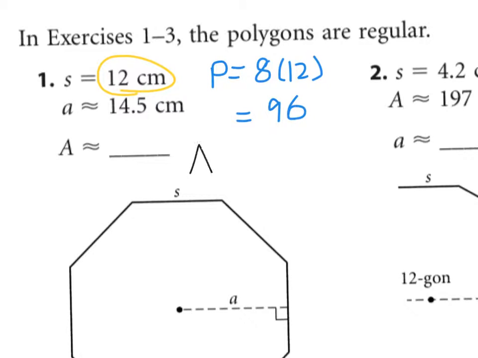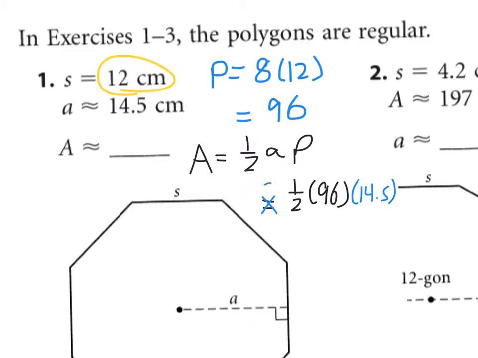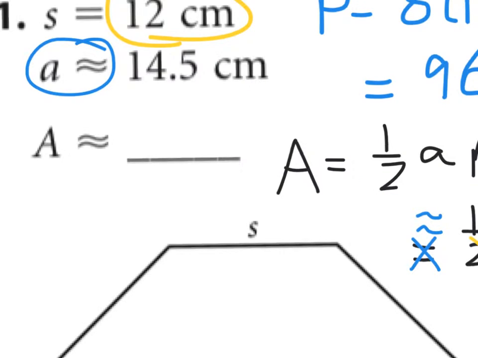So my area is 1/2, small a, capital P. And I'm going to substitute in the 96 and the 14.5. I am going to change this symbol to an approximate because of this apothem being an approximate. So we just plug that into our calculators, or simplify first to get 48, and then plug that in. Yes. Approximately 696. My calculator gives an exact answer, but the original was an approximate. Let me get the units in, centimeters squared.